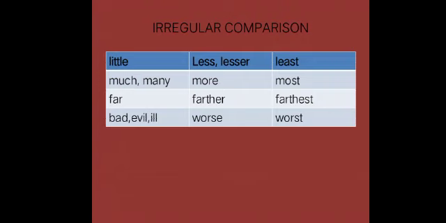For example, much, we have not added er and we have not made it into mucher. The comparative is more and the superlative is most. Just like that, far, farther, farthest, and bad, evil, ill, all have the comparative form worse, and the superlative is worst. So these comparatives and superlatives are not formed from the positive degree. They are formed in a different way.